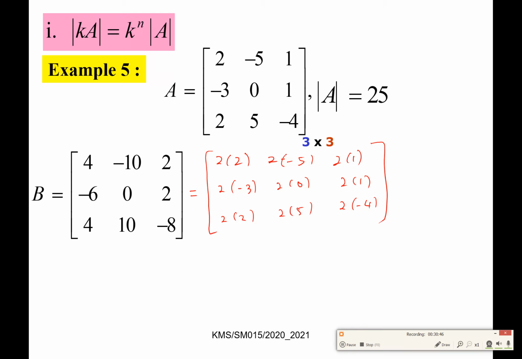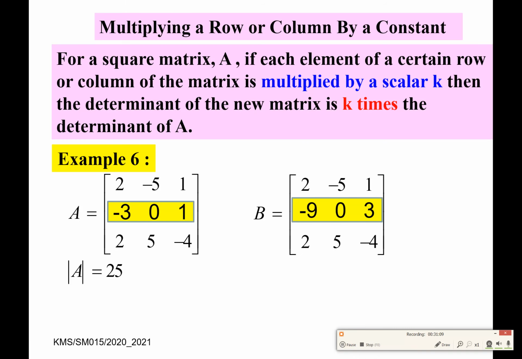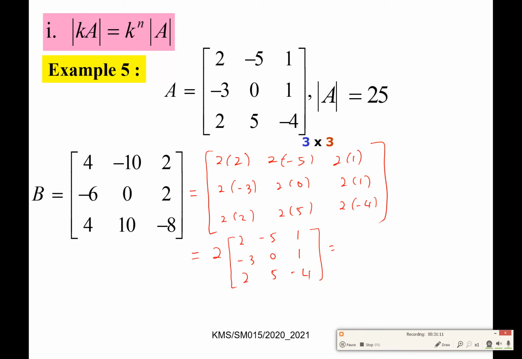You can see the scalar common to all elements is 2. So we factor out the 2, leaving the matrix 2, negative 5, 1, negative 3, 0, 1, 2, 5, negative 4. Make it simple. So this is 2A.